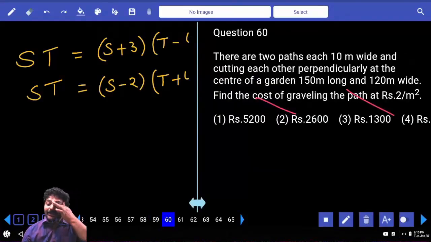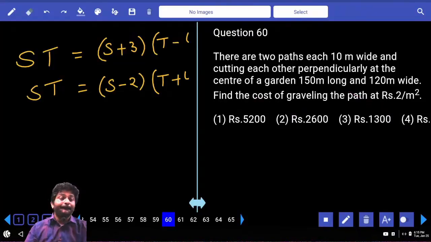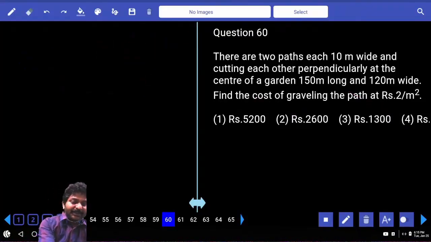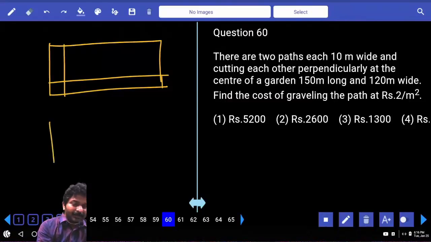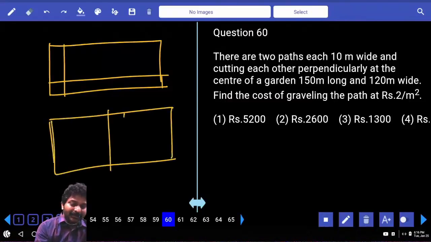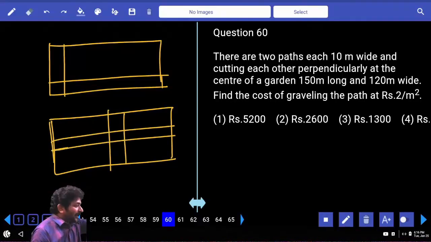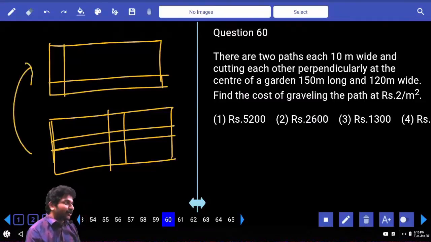Right. Next, there are two paths each 100 meters wide and cutting each other perpendicularly at the center of a garden, 150 meters long and 120 meters wide. Find the cost of graveling the path at 2 rupees per square meter. Okay, so initially there is a rectangular lawn here. One path is parallel to its length, the other parallel to its breadth. Actually they said center, so it should be like this. I can also bring the middle one to the left side and the middle one down, then this is what forms. You can take it that way also, no problem.